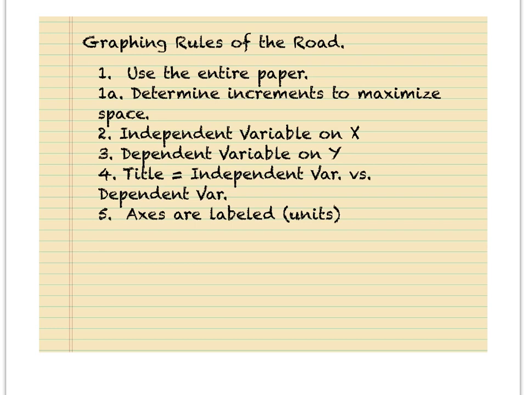The independent variable is always on the x-axis, and the dependent variable is always on the y-axis. When you title it, you're always going to have a title on your graph, and the graph's title is always going to be independent variable versus dependent variable. So in this case, it's going to be height versus batting average. And finally, we've got to label our axes, and we put the units in parentheses. So let's get going.